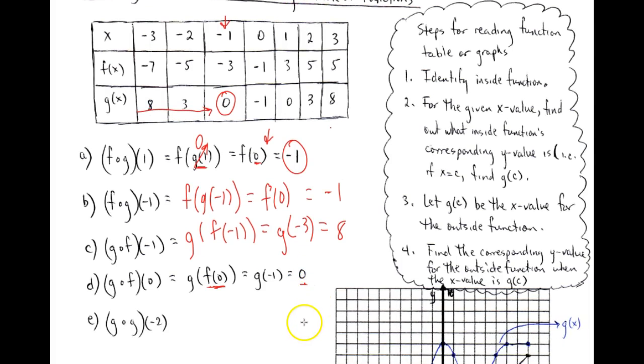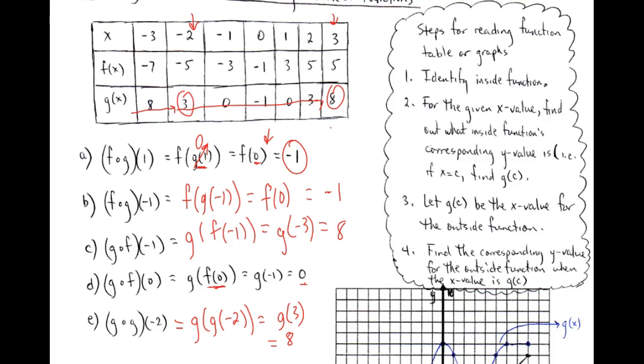For our last example, do you see how we have g of negative 2? So for this one, we say g of negative 2. And first, what we want to figure out is when x is negative 2, what is g going to be? Okay, so here when x is negative 2, what is g going to be? That's going to be 3. And so now when x is 3, you see that g is 8.